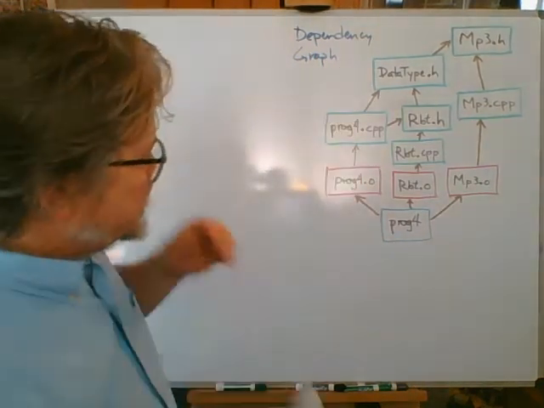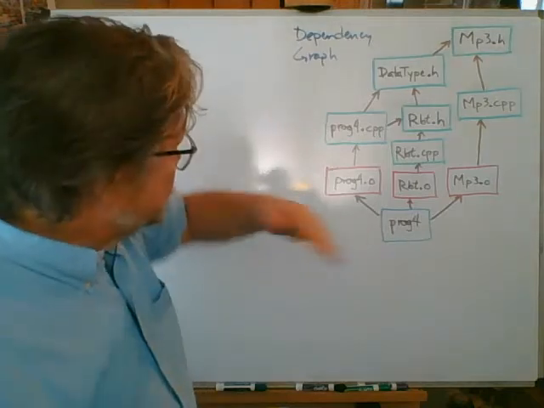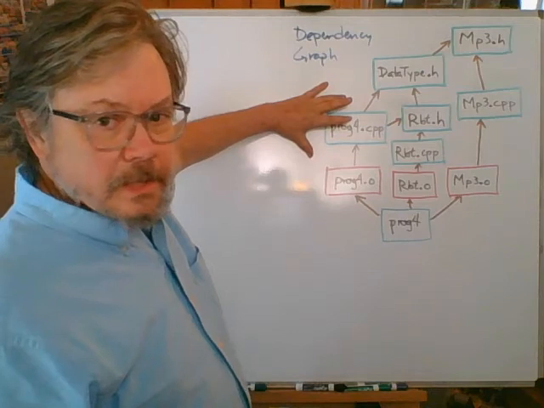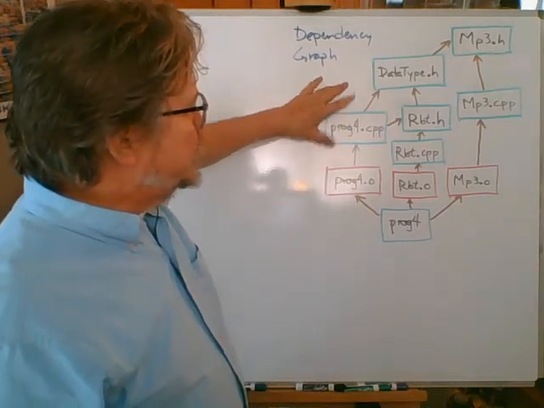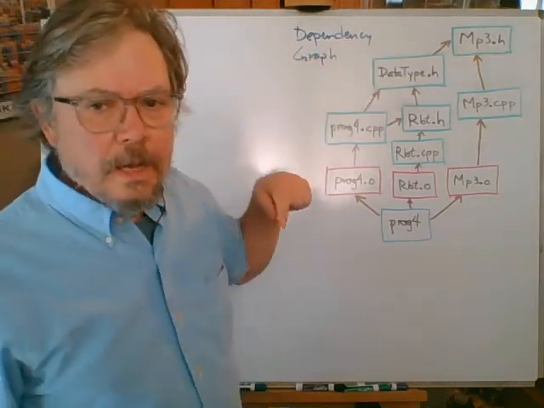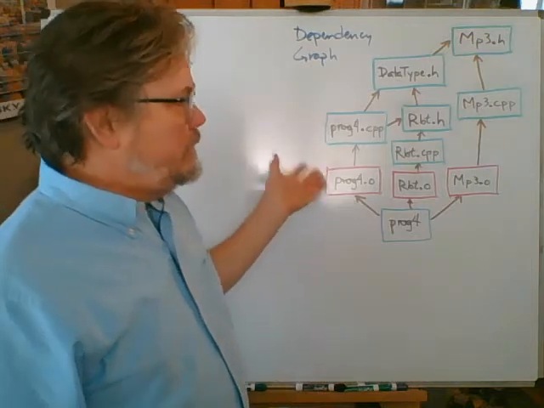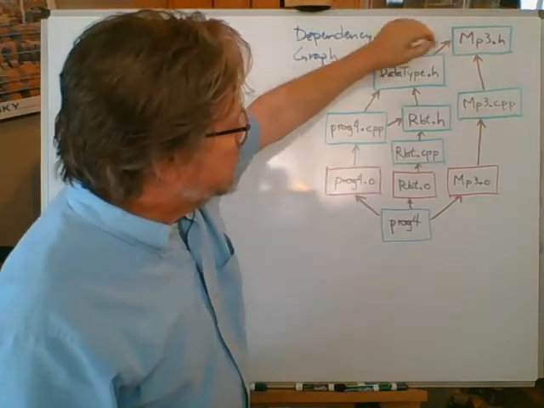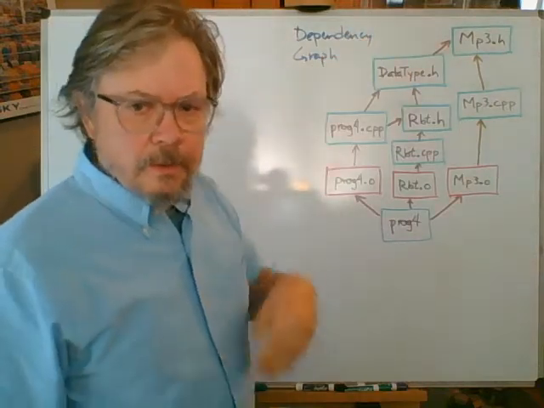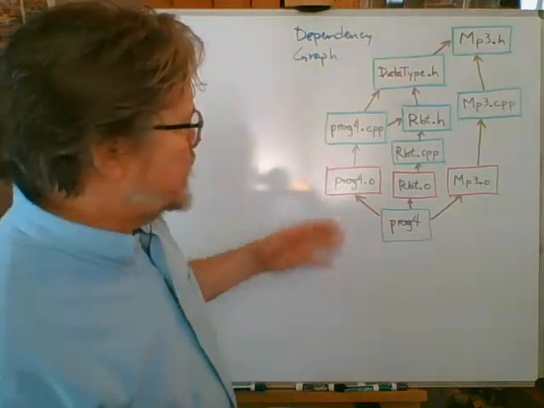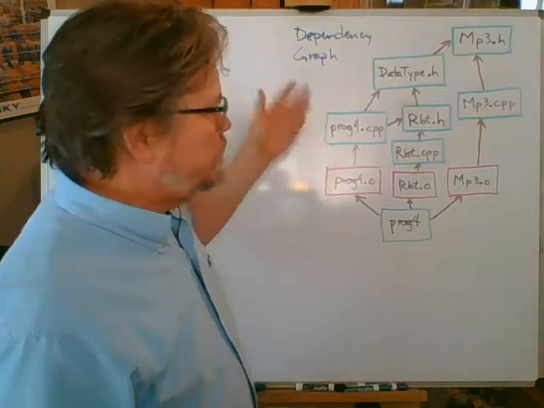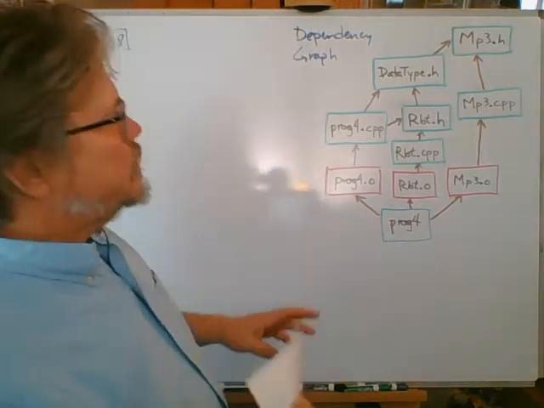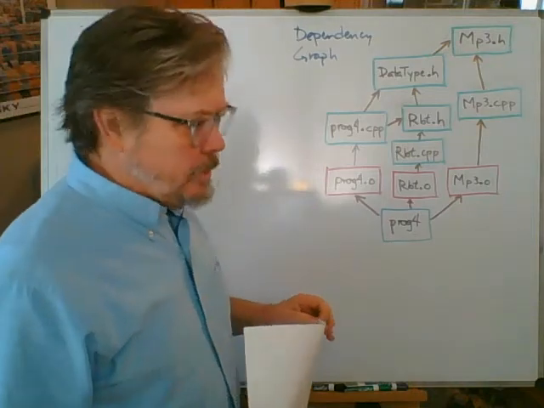What good is a dependency graph? Well, if we start at the top up here, you'll notice that everything in green boxes is either a .h file, a header file, or a .cpp file. In other words, all these green boxes up here, roughly this line and above, are all source code that either you typed in or I typed in or somebody typed in, and they haven't been changed to machine language.